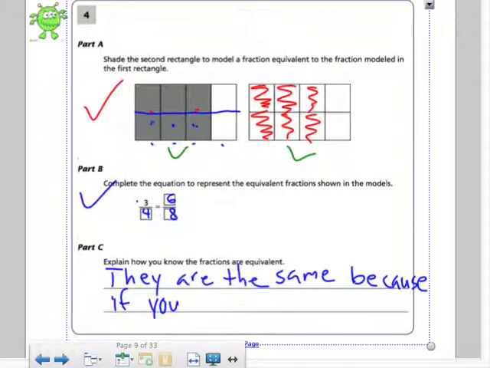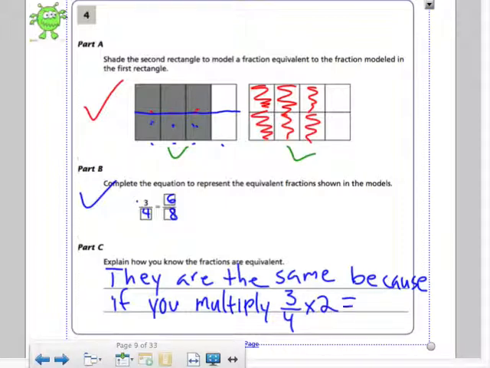So they are the same because if you multiply 3/4 times, what did you say, Israel? 2. Times 2, you'll get, what would it equal? 6/8. Guys, that was a problem that very few people got right the first time. Now, I wouldn't be surprised if almost everyone got it right.